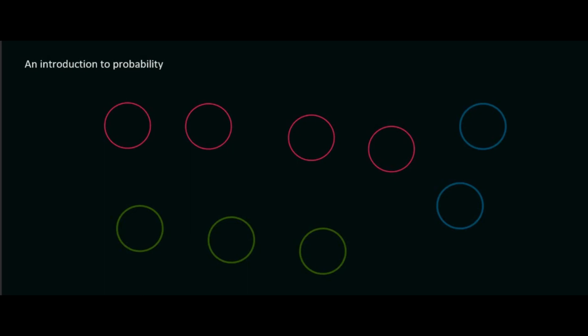So we could say that the chances to choose a pink one would be 4 out of a total of 9. The blue would be 2 out of 9, and the green would be 3 out of 9, which simplifies to a third. So that is what probability is. It's the number of things for that particular color divided by the total.